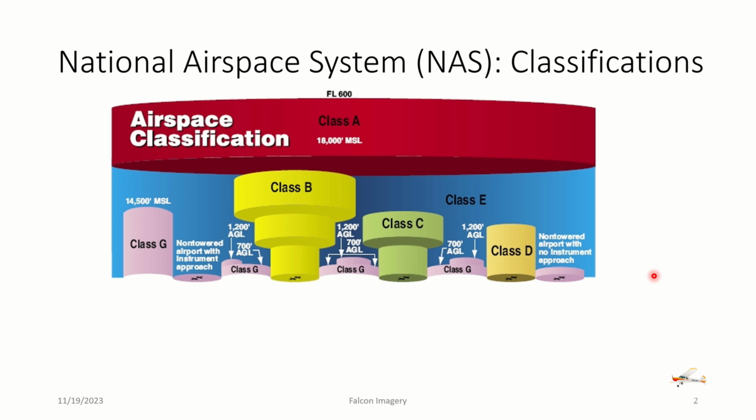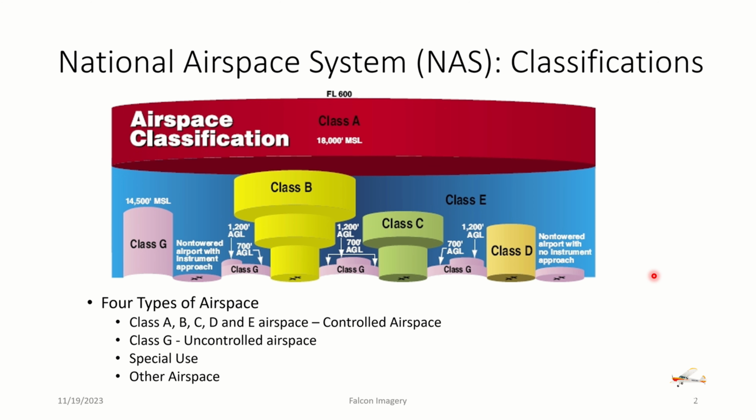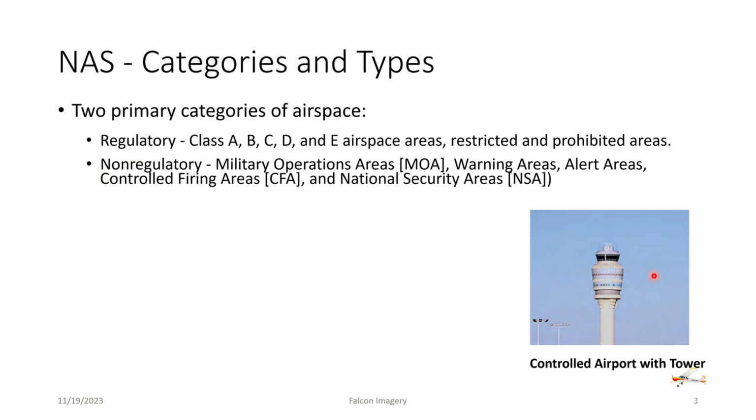This is a pictorial view of the National Airspace System with the various classifications of airspace. There are four types of airspace. We have Class Alpha, Bravo, Charlie, Delta, and Echo airspace, which is considered controlled airspace. We have Class Golf airspace, which is the uncontrolled airspace. And then we have special use airspace and then other airspace. I'm going to dive deep into every one of these types of airspace.